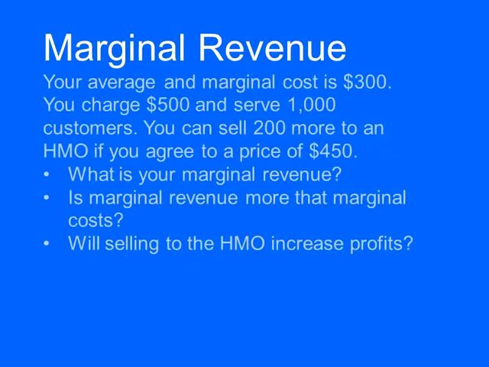So let's look at it with a problem. Okay, so we have an average and marginal cost of $300, so that's given. You charge $500, let's say for patient visits, and serve 1,000 customers or patients. And you have a deal on the table, and that deal is, hey, you want to sell 200 more patient visits to an HMO? We'll do it, but you've got to agree upon a price of $450. So you've got to think about this question, hey, this sounds great. Should I do it? Well, not necessarily. You really have to look at the numbers.